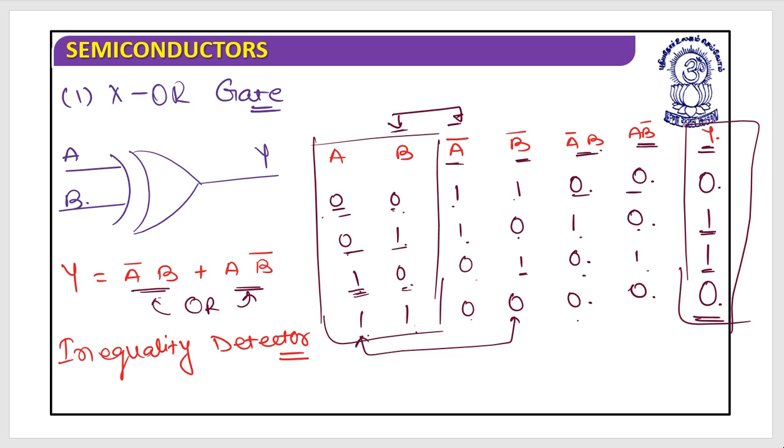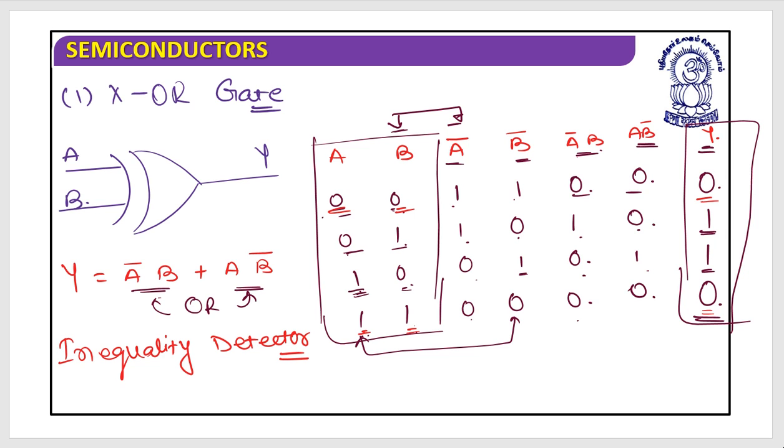When I say it's an inequality detector, that means the output of the circuit will be 1 when inputs are different. If inputs are same, they are 0 0, output would be 0. If they are 1 1, output again would be 0. So this is what we call an inequality detector. This is equal to Y is equal to A bar B plus AB bar. I hope this is clear.